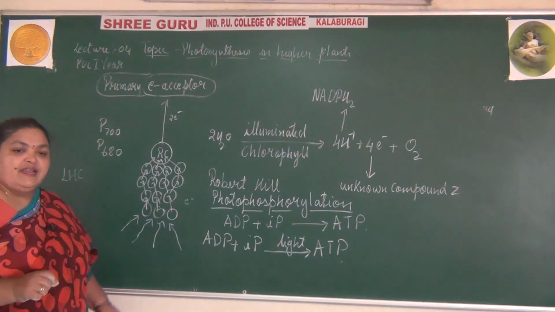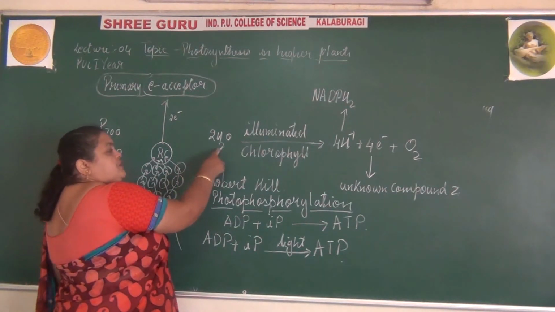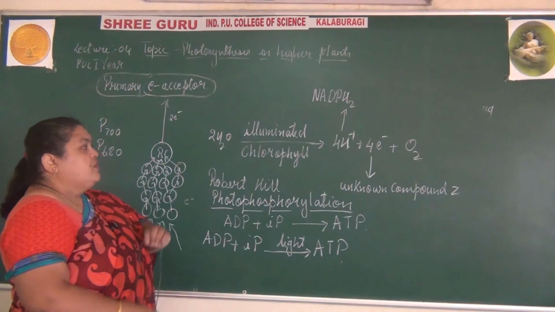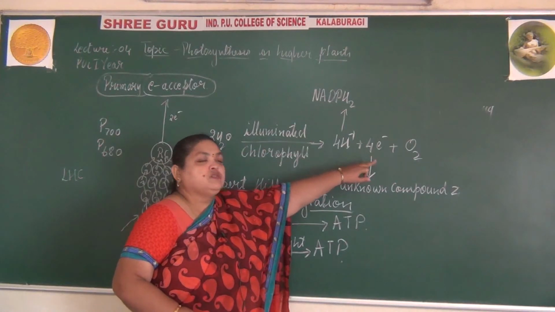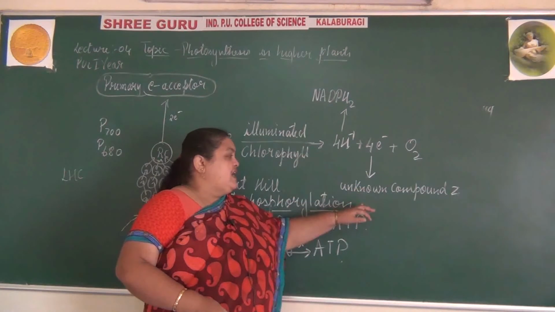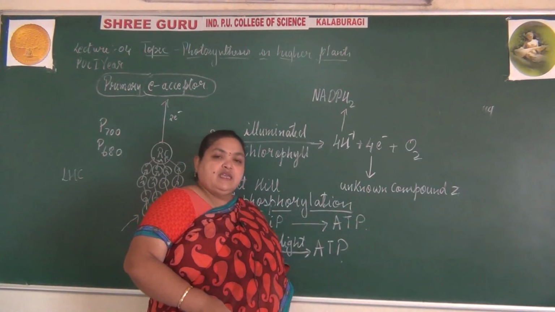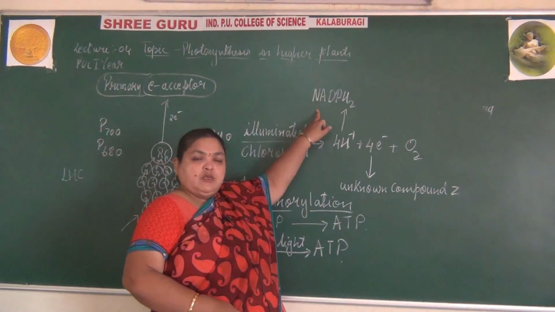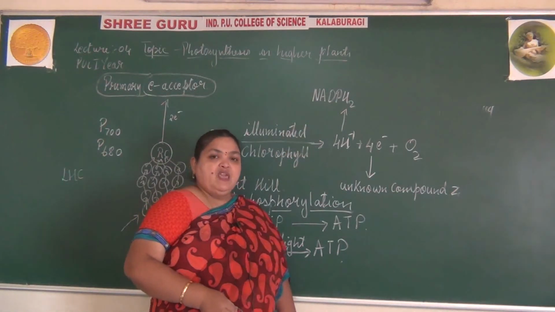The second process, as I said, is photolysis of water. When water molecules get illuminated, they split to form 4 hydrogen ions, that is the protons, and electrons, with molecular oxygen. The electrons are absorbed by an unknown compound Z in the thylakoid membrane, and the protons are used by photosystem 2 for the synthesis of NADPH2.